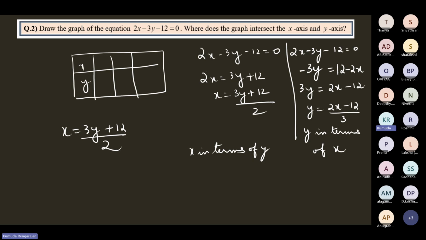So you can give y 0. Supposing y is 0, 3 into 0 is 0, plus 12 is 12. 12 by 2 is 6. So when y is 0, x is 6.